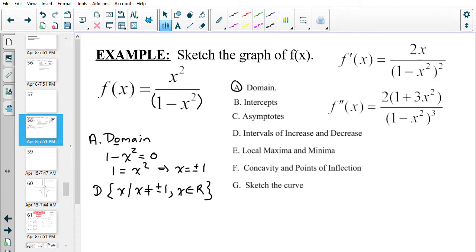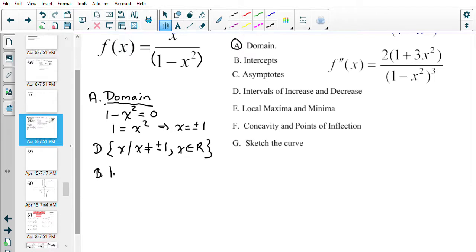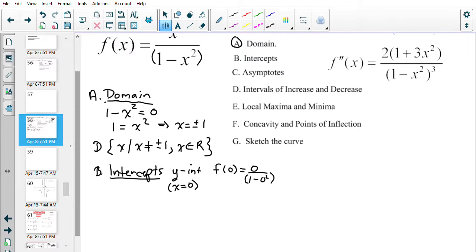We can move on to the intercepts now. So for part B with the intercepts, the first one I will look at is calculating a y-intercept. To get the y-intercept, you set x equal to 0. So in your original function, setting x equal to 0, you would have 0 over 1 minus 0 squared. We were squaring the top, but it doesn't matter because it's 0. And so your answer is 0. So 0, 0 is your y-intercept.